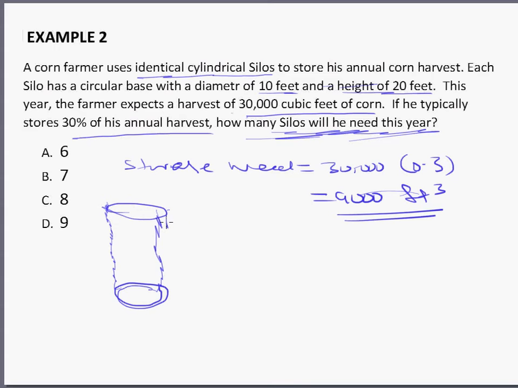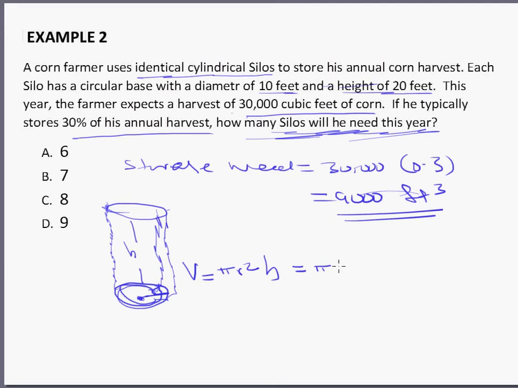This is just a sketch of my cylinder right here. Generally, this is the radius of the cylinder, and the height is from this side to this side. The volume of a cylindrical object is going to be pi r squared, which is the area of the base, times the height.